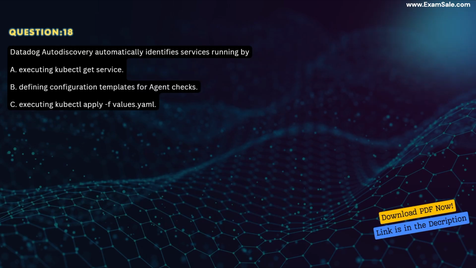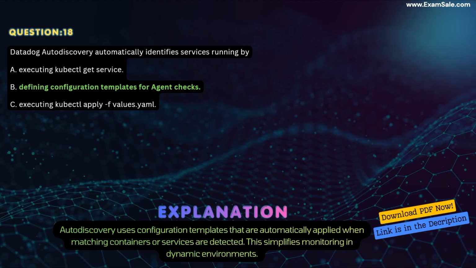Question 18. Datadog auto-discovery automatically identifies services running by A. Executing kubectl get service. B. Defining configuration templates for agent checks. C. Executing kubectl apply -f values.yaml. Correct answer: B. Defining configuration templates for agent checks. Explanation: auto-discovery uses configuration templates that are automatically applied when matching containers or services are detected. This simplifies monitoring in dynamic environments.